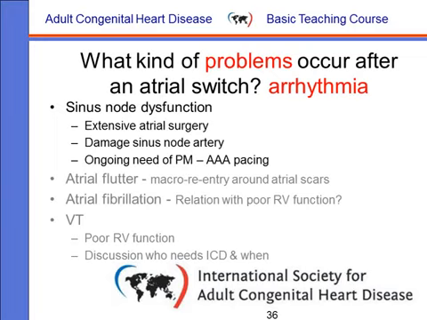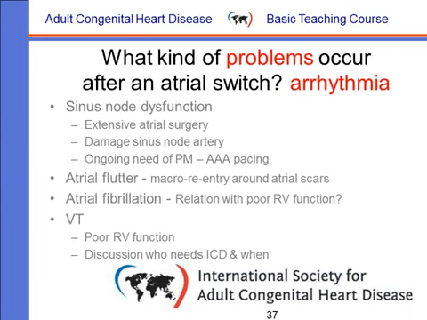Arrhythmia is another issue. Most commonly sinus node dysfunction, probably the result of extensive atrial surgery with either direct damage to the sinus node or damage to the sinus node artery, with an ongoing loss of sinus rhythm and an ongoing need of pacemaker implantation. The good part is that AV conduction is often intact and AAI pacing is often sufficient.